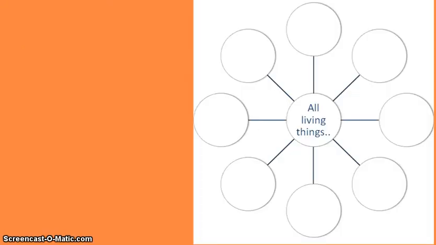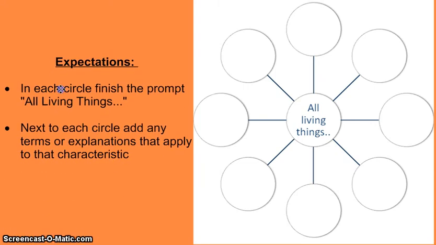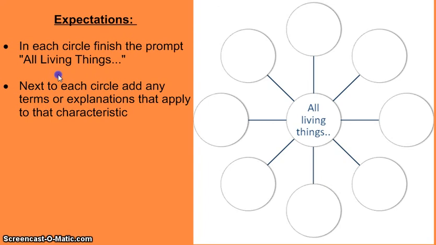This is the note sheet that you should have in your notebook. We're going to give you an example of how to fill it out, but these are the 2 basic things that you need to have in there. In each circle, you want to finish the prompt, all living things, and then next to each circle, you'll be adding terms or explanations as we go through each of the 8 characteristics of life. Pretty simple, isn't it? All right, here we go.